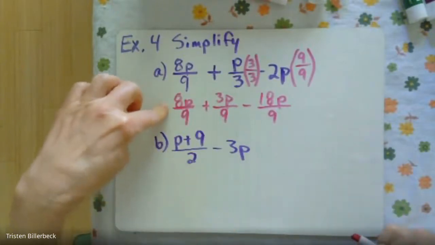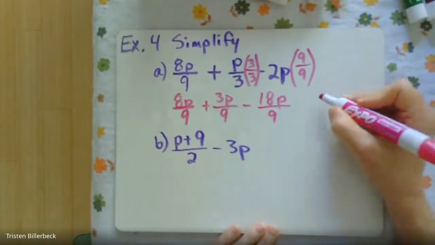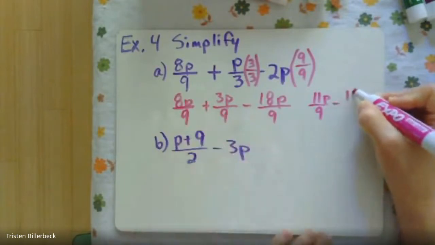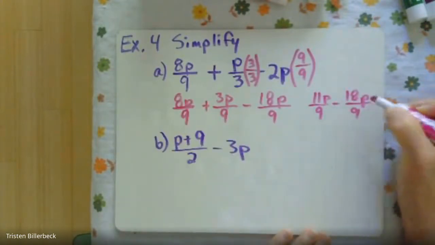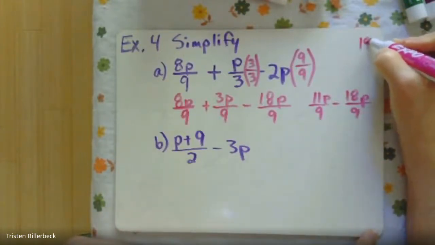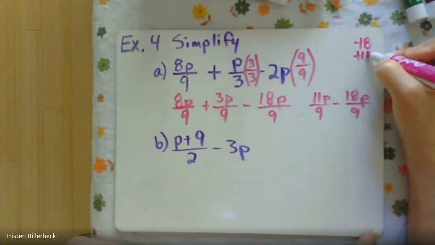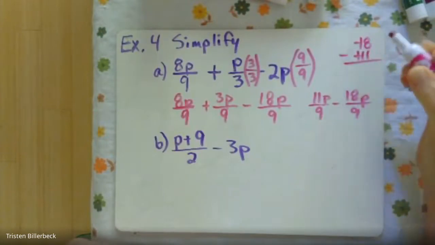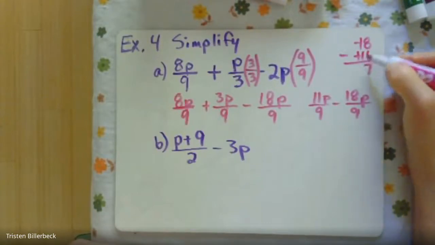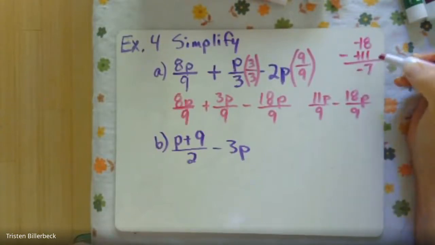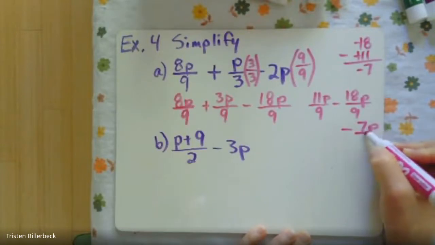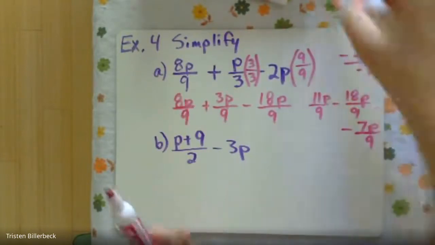So first we add these two, so that's 11p over 9 minus 18p over 9. And then we have 11 minus 18. It's easier to do it this way sometimes. And then they're different signs, so we subtract and we keep the sign of the bigger number. So 18 minus 11 is 7, and 18 was negative and it's bigger, so it's negative 7. So we have negative 7p over 9. And that is our answer.